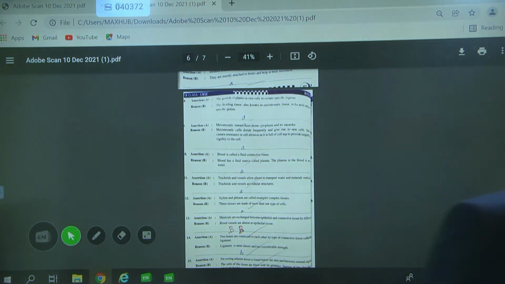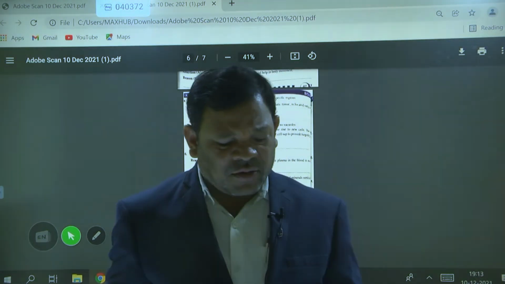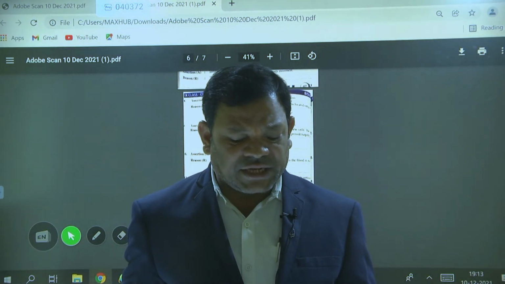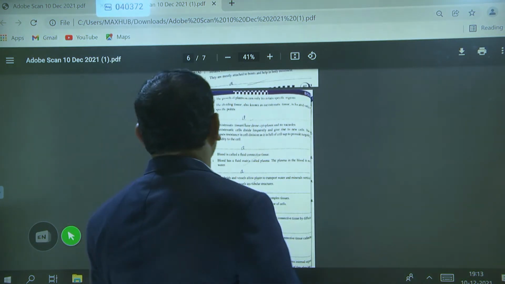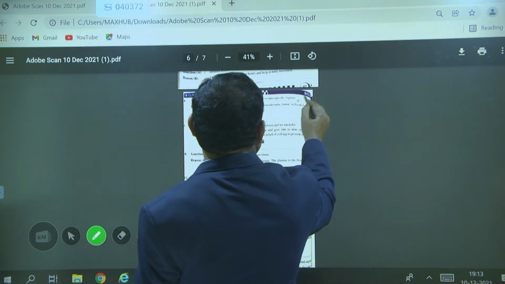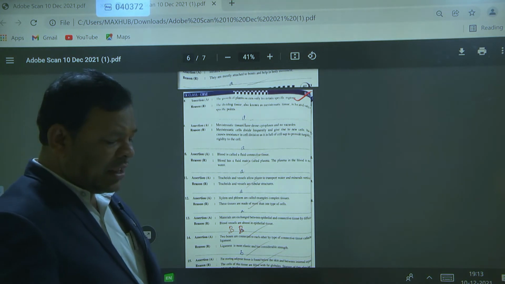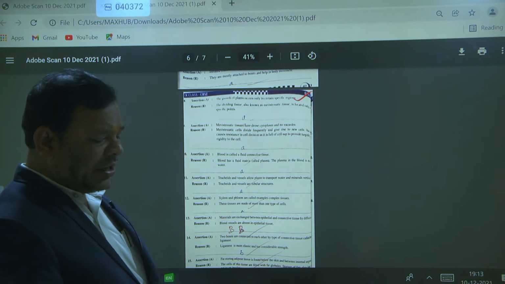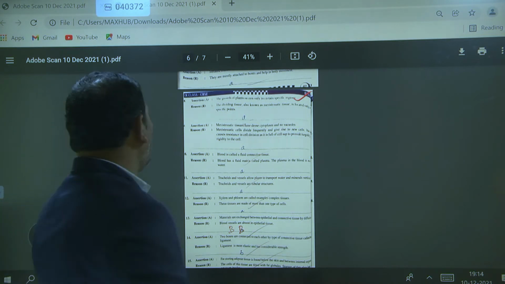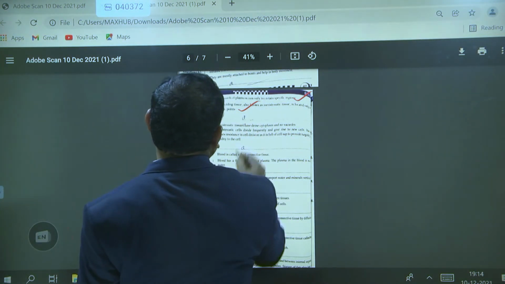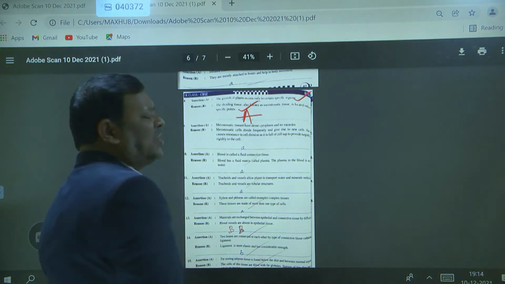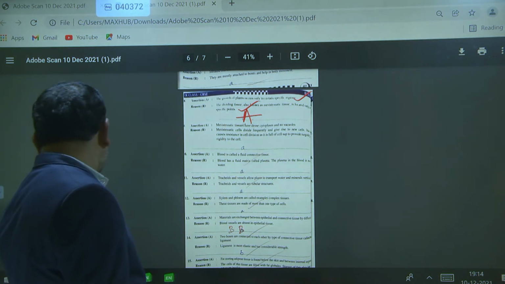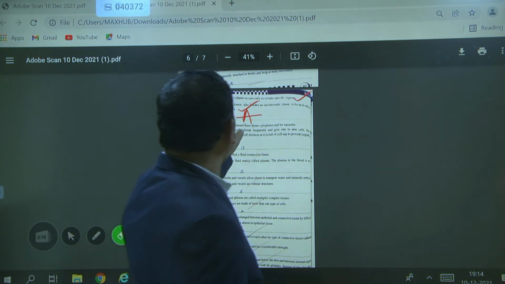Next question. The growth of plants occurs only in certain specific regions. So true. Next, the dividing tissue, also known as meristematic tissue, is located only at specific points. This is also true. So option A is the correct answer.